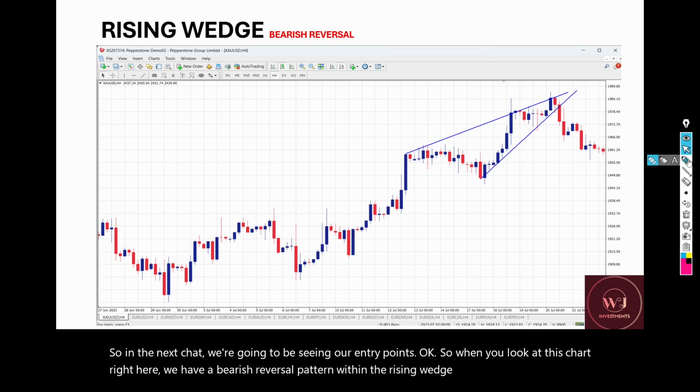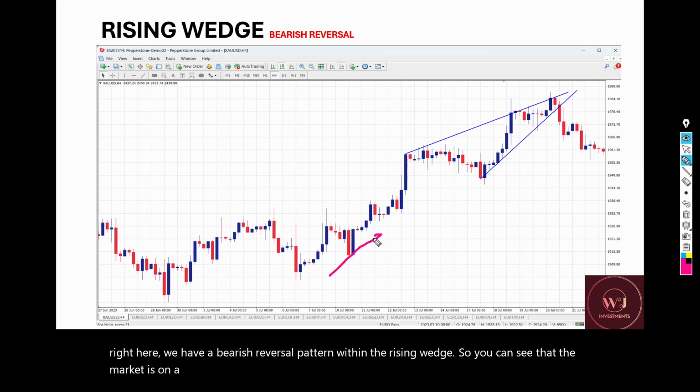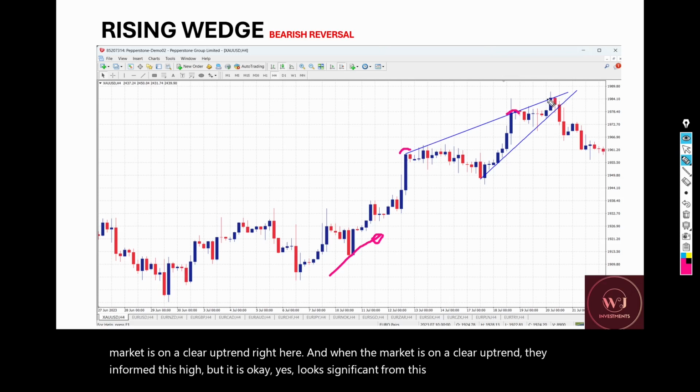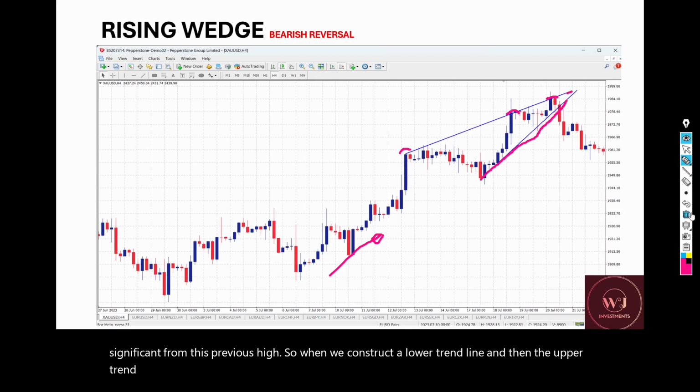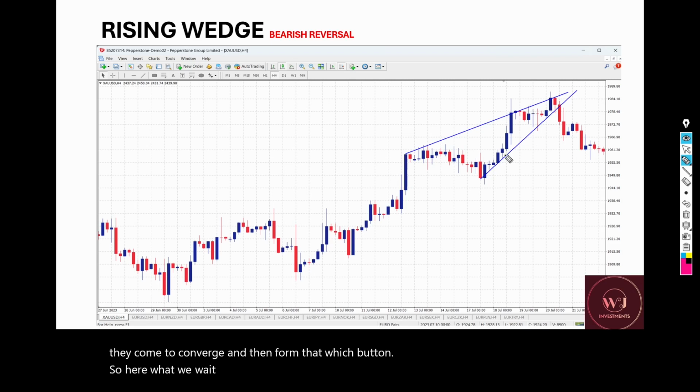You can see that the market is on a clear uptrend right here. And when the market is on a clear uptrend, it formed this high, but it is okay. Yes, this one looks significant, but the next high is not significant compared to this previous high. So when we construct a lower trend line and then the upper trend line, they converge and form that wedge pattern. So here what we wait for is for the market to break out of the pattern.